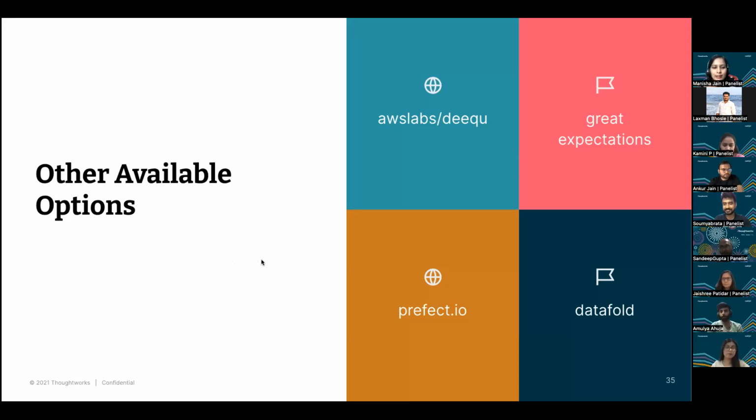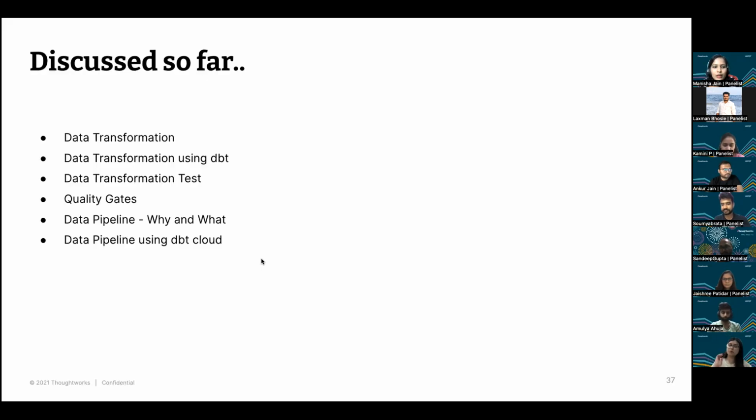To the last slide, maybe. Quick recap, we've covered these so far. We've done transformation using dbt, testing, quality gates, what is a data pipeline, and how we do this data pipelining on dbt Cloud. Awesome.